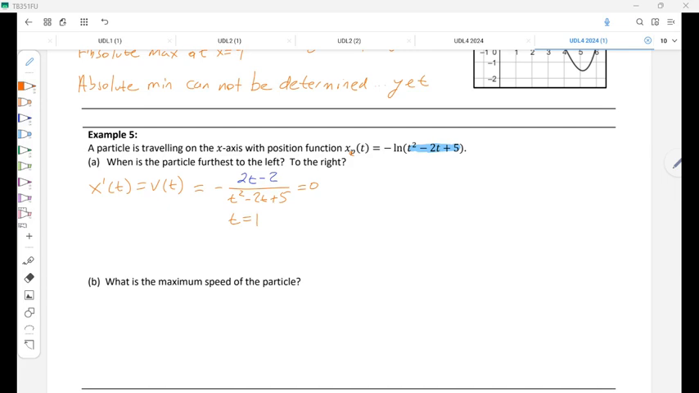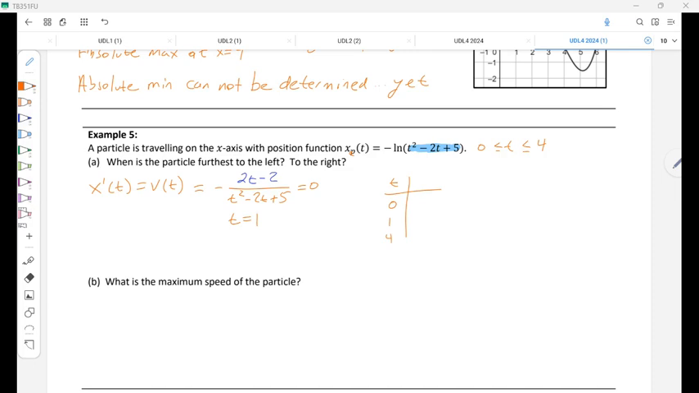I think yesterday I said too that we needed to have a domain restriction here because otherwise this thing goes off to infinity. So let's pretend the problem said t is between 0 and 4, just a number I made up. So we will make a table of t values, and that's definitely going to be 0, 1, and 4.